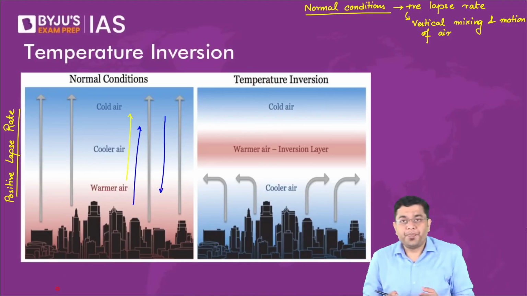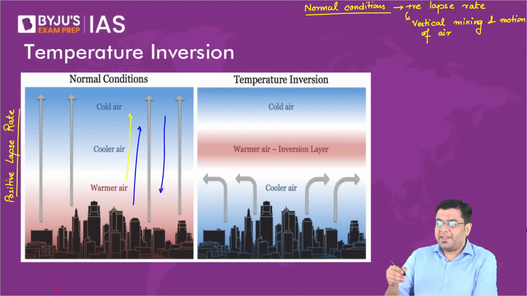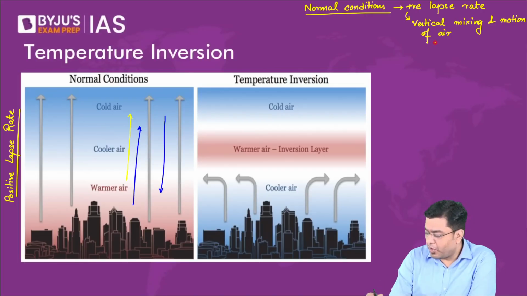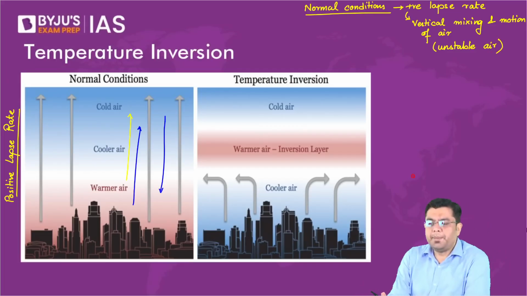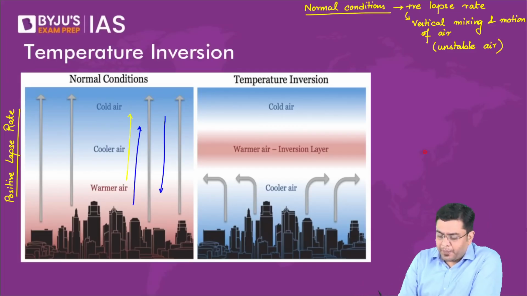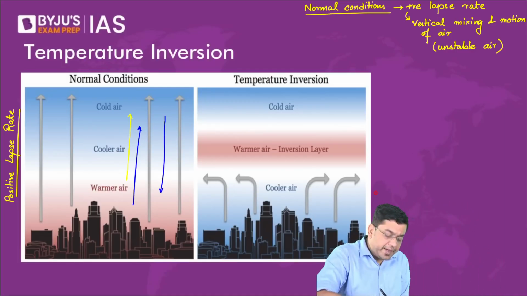Now this condition is also referred to as an unstable air mass, or simply unstable air, or instability of air. Unstable conditions. Now, when we talk about temperature inversion, due to certain conditions, you have the condition of a negative lapse rate.